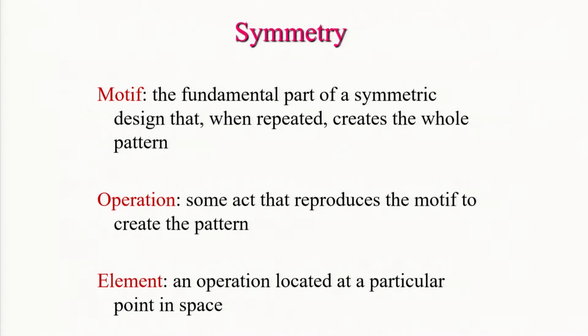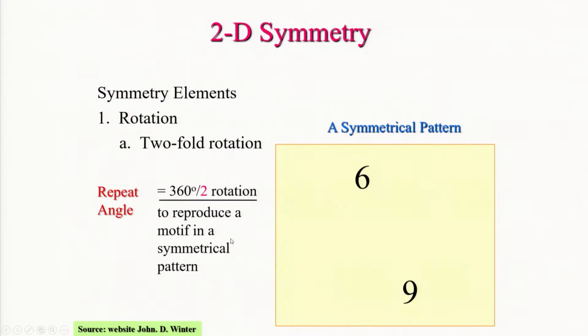And what is the operation? This is some act that reproduces the motif to create the pattern. And what is an element? Essentially a symmetry element is an operation located at a particular point in space. In that particular example, the symmetry element was a rotation axis. In that case, it was a fourfold axis of rotation, which I will introduce shortly. So, we have learned that there are three basic definitions we need to know: the definition of motif, the definition of symmetry operation, and the definition of symmetry element.